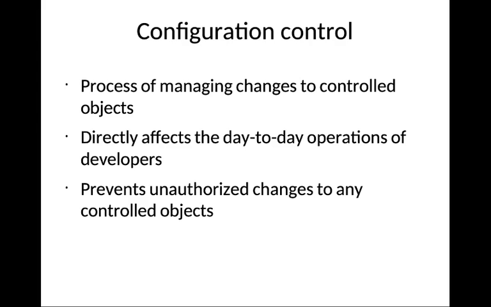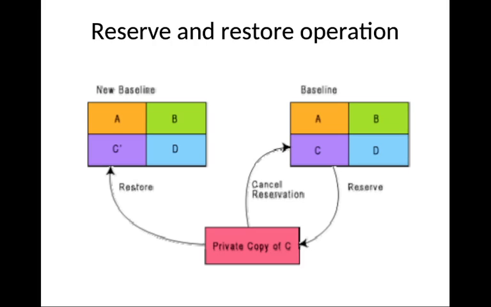We will allow authorized changes to controlled objects, then it is known as configuration control. So we will see an example of how this configuration management happens, or how configuration control is done in a software system. For example, this is the baseline.